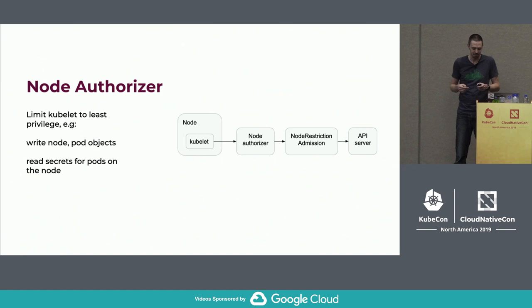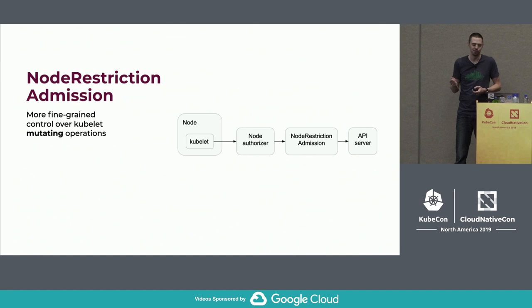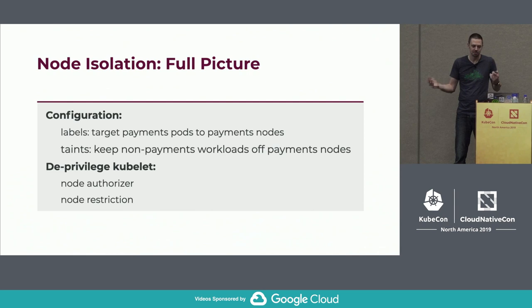And then admission provides more fine-grained controls over that. So okay, the kubelet can modify the node object, but which parts of the node object should the kubelet really be allowed to modify? You need both of those things, and then you deprivilege the kubelet to a reasonable extent. So this is the full picture: labels and taints to place the workloads, and removing some kubelet privileges.